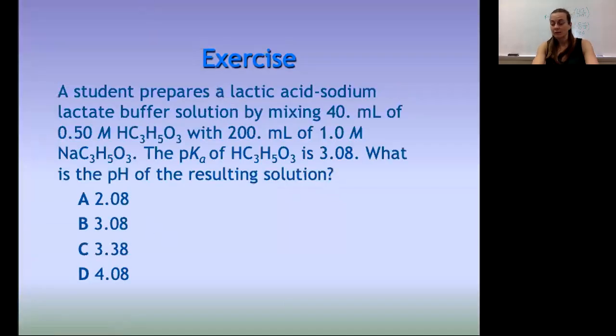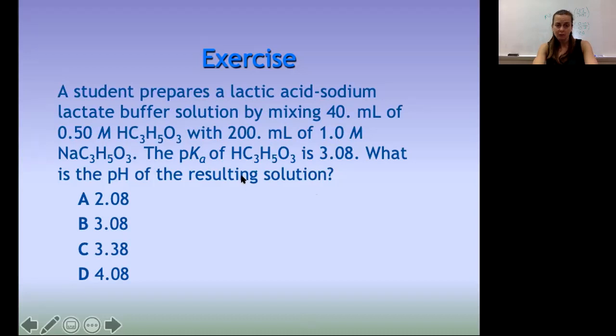This exercise is a little bit easier. We're not going to need a calculator for this one. So we have, again, a lactic acid sodium lactate buffer solution. We're mixing 40 milliliters of half molar acetic acid with 200 milliliters of 1 molar sodium acetate. Oh, that's not acetic acid, sorry. And we're given a pKa, and we're asked to find the pH of the resulting solution.